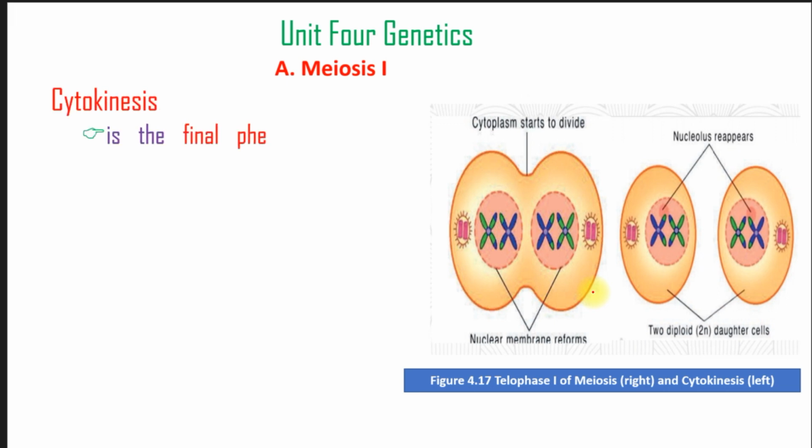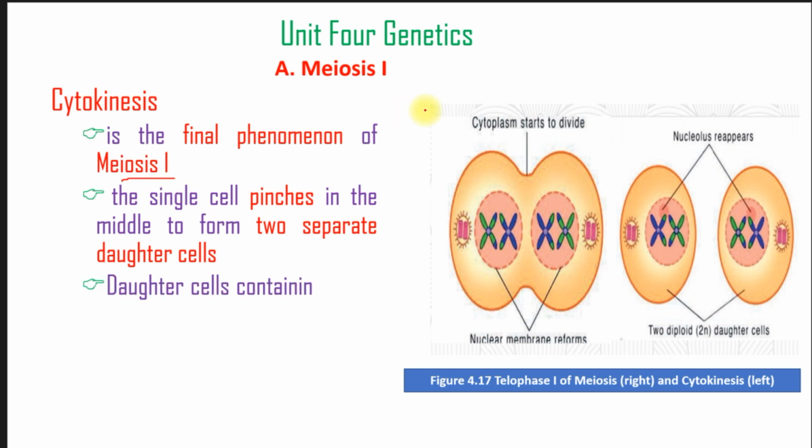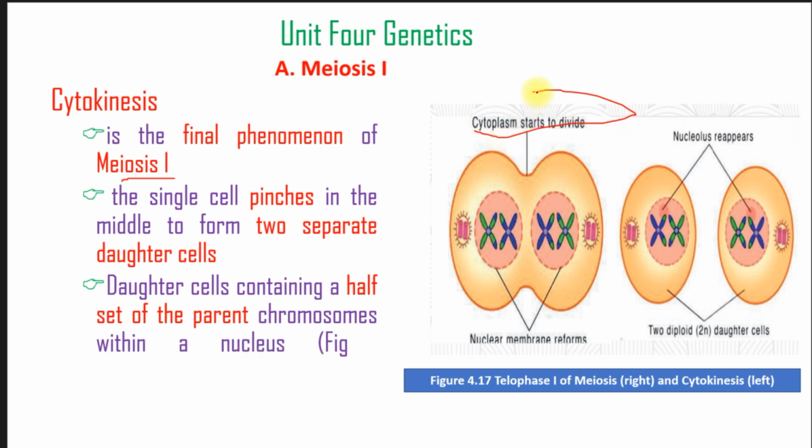So we have to talk about cytokinesis, which is the final phenomenon of meiosis I. What happens at the end of meiosis I? Cytokinesis. The cytoplasm starts to divide, as we said, and at the end cytokinesis occurs. The single cell pinches in the middle to form two separate daughter cells, as you understand from the diagram. The daughter cells contain half the set of the parent chromosomes within what? The nucleus.